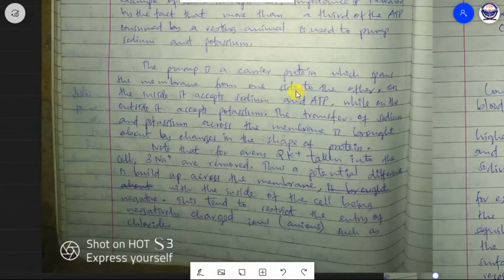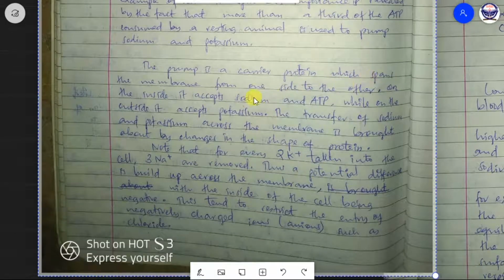The pump is a carrier protein which spans the membrane from one side to the other. On the inside, it accepts sodium and ATP, while on the outside, it accepts potassium only. The transfer of sodium and potassium across the membrane is brought about by changes in the shape of the protein.